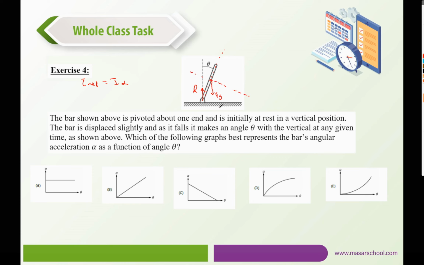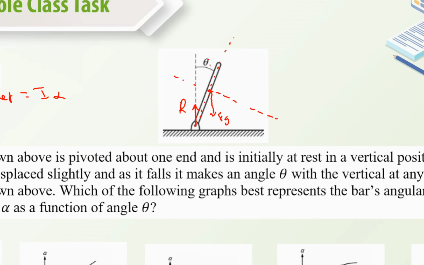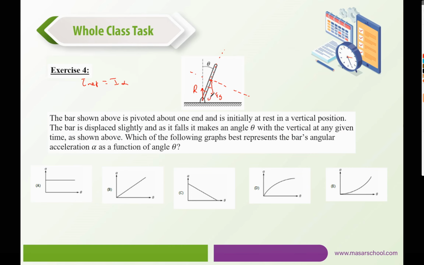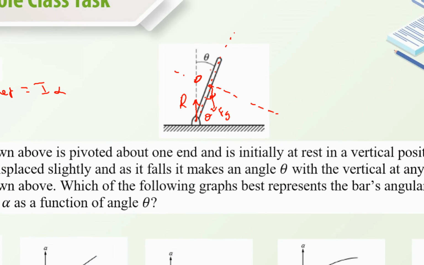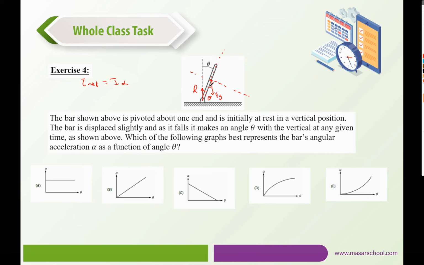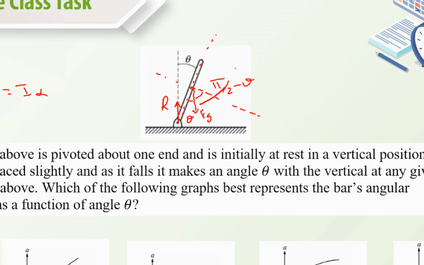Now we need to identify the angle theta between the radial direction and the tangential direction. If this is theta, then that would be theta, because here we're assuming that these are two vertical lines. And if this is theta, then that would be theta, and that would be pi by 2 minus theta. Now this is the angle here. So the projection of FG along the tangential direction would be mg cosine pi by 2 minus theta, which gives us sine theta.